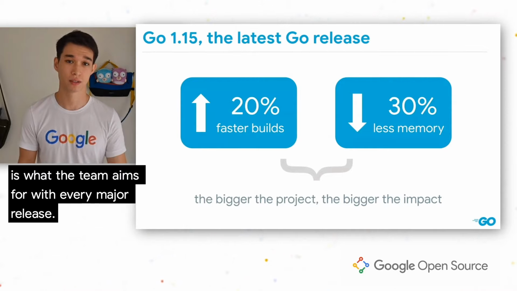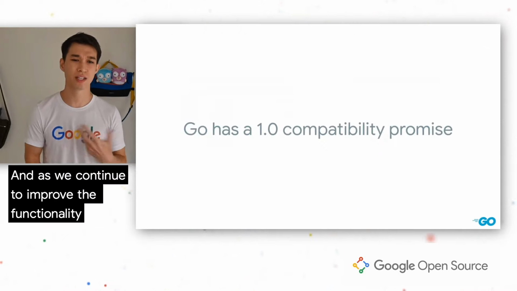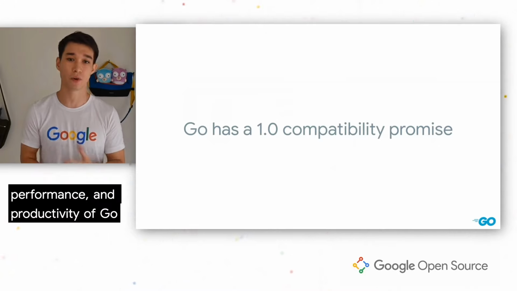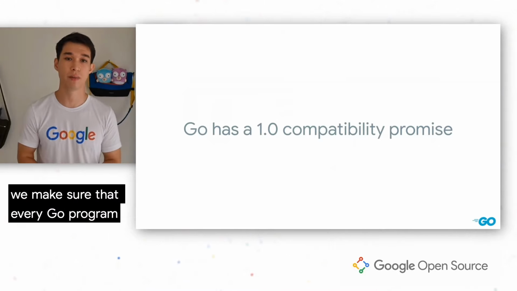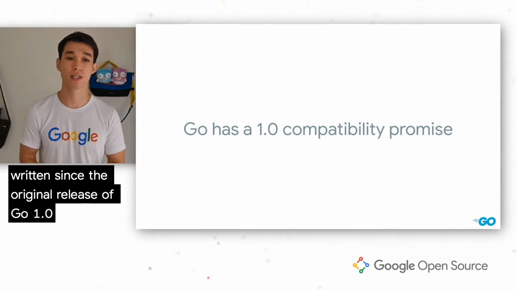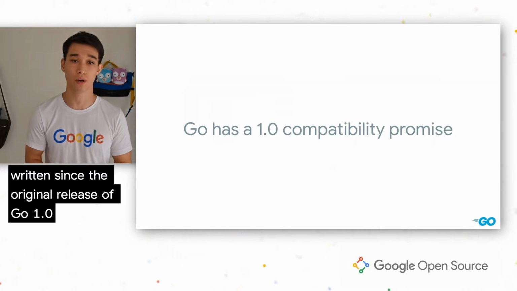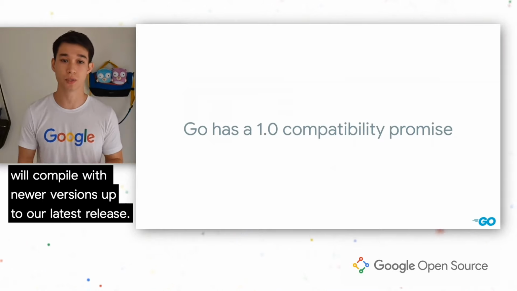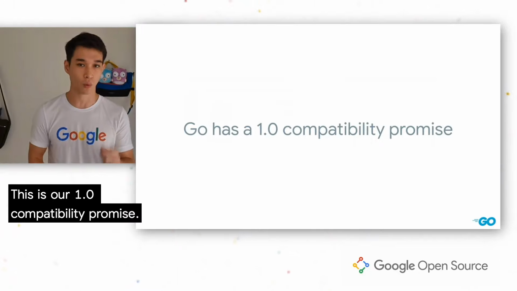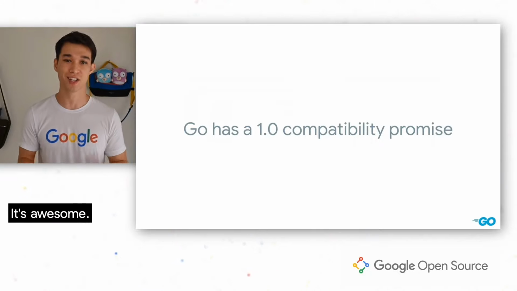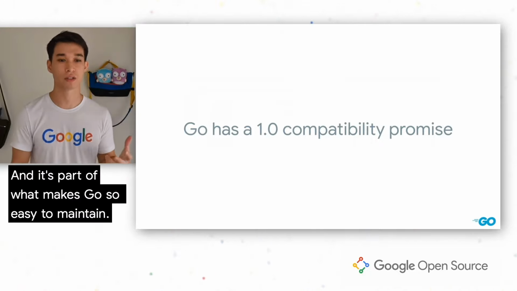This kind of performance increase, 15 versions in, is what the team aims for with every major release. And as we continue to improve the functionality, performance, and productivity of Go, we make sure that every Go program, written since the original release of Go 1.0, will compile with newer versions up to our latest release. This is our 1.0 compatibility promise. It's awesome, and it's part of what makes Go so easy to maintain.